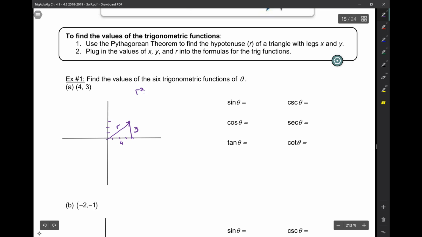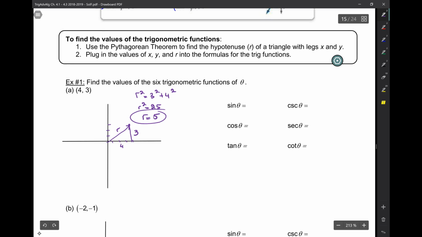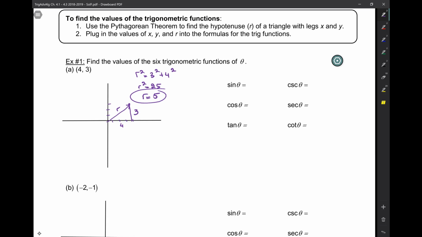For r, I can do the Pythagorean theorem. On the quiz or test, you could do the Pythagorean theorem and show me that r equals 5. Or if you just recognize that it's a 3, 4, 5 triangle and just write down r equals 5, I'll take that too. So now, sine will be 3 over 5, cosine 4 over 5, tangent 3 over 4. And we do these the same way.